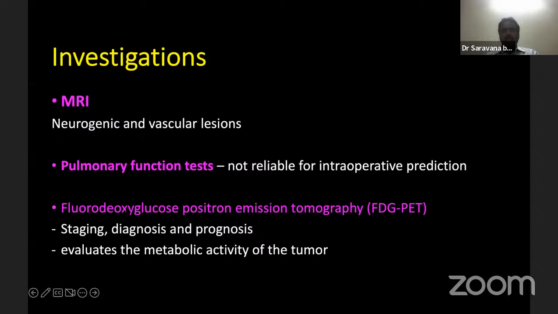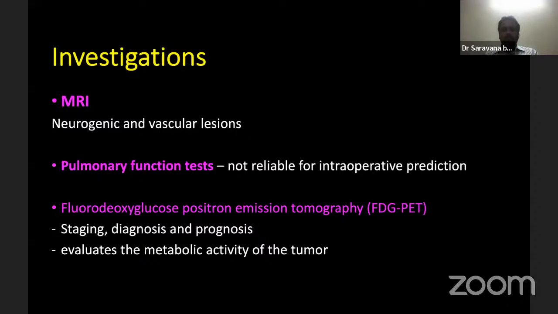And the next is the PET scan. These scans are mainly done by the medical people for staging, diagnosing and predicting the prognosis of the tumors. It evaluates the metabolic activity of the tumor. If the tumor size is very large, we can give medical therapy, chemotherapy or radiotherapy to reduce the mass beforehand, so that the airway may open up.